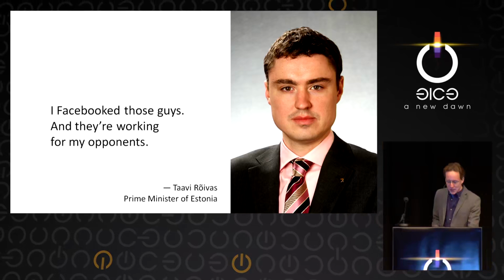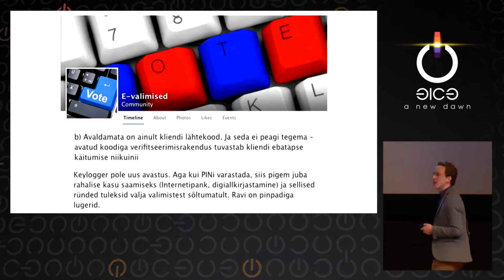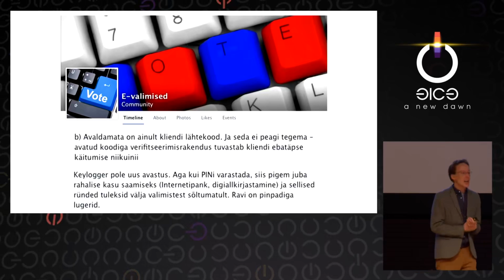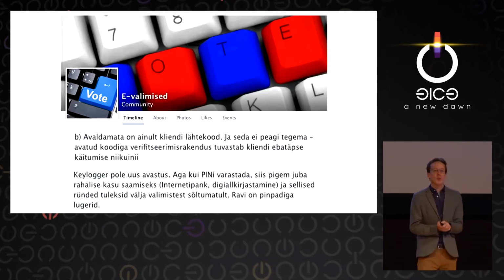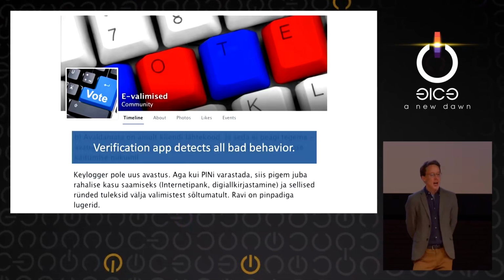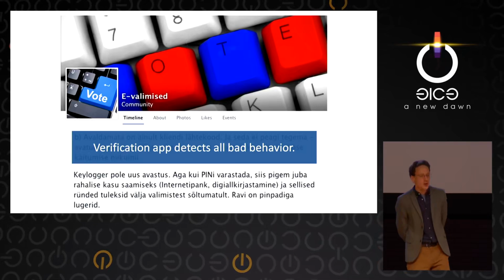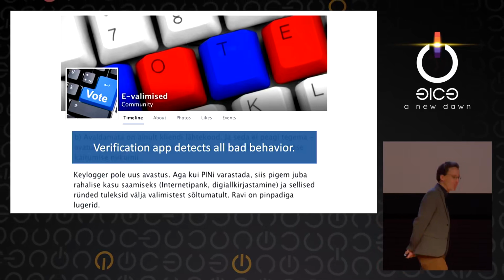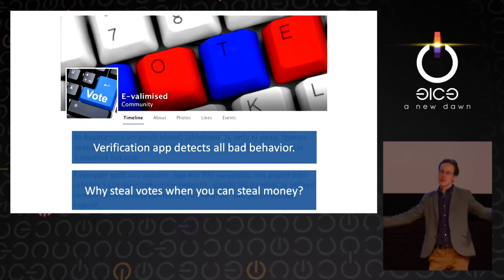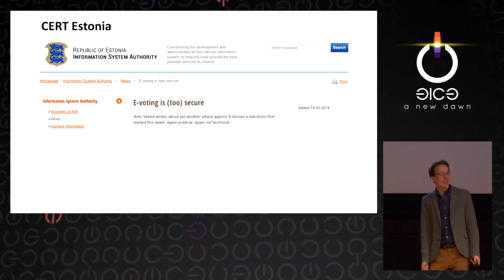Finally, we had some very interesting, I've never been attacked on TV by the Prime Minister of a NATO country before, especially for whom my friends were. Finally, we had some interesting official responses online from the Estonian election authorities. They say that the verification app detects all bad behavior. Yes, all right, we've talked about the verification app. They also say, why steal votes when you can steal money, if you could do all of this? Well, all right, I don't really buy that either.